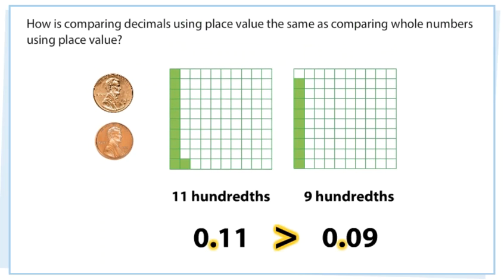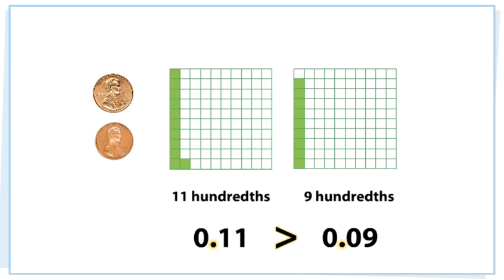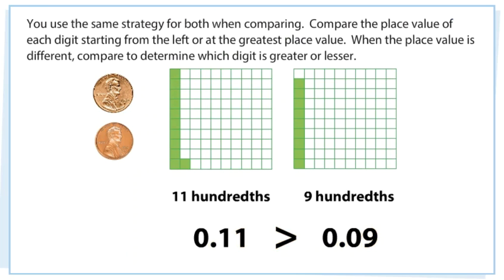How is comparing decimals using place value the same as comparing whole numbers using place value? You use the same strategy for both when comparing. Compare the place value of each digit starting from the left or at the greatest place value. When the place value is different, compare to determine which digit is greater or lesser.